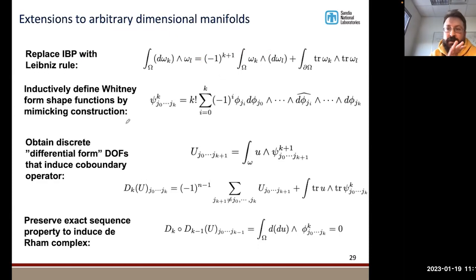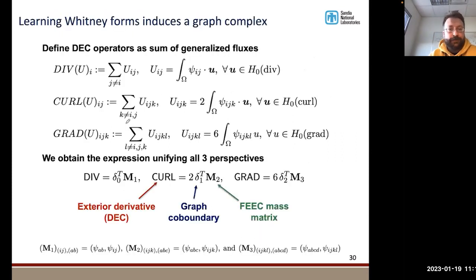But the point is that you can do this on an arbitrary manifold. So you could do this, for example, embedded inside of an autoencoder. You could do this on the surface of the Earth. You could do it in all those kind of contexts. All of the structure preservation goes through. So there's a really deep connection here, right? So we've defined div, grad, and curl in terms of summing over these generalized fluxes. It turns out that those are related to the graph div, grad, and curl that I mentioned before.